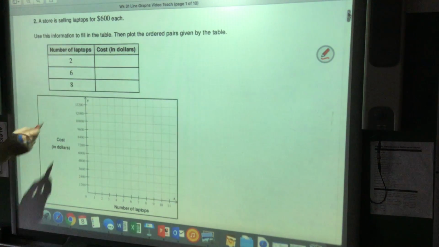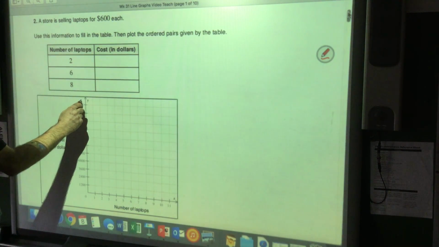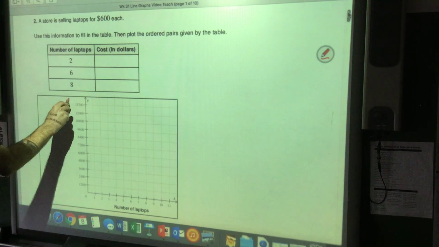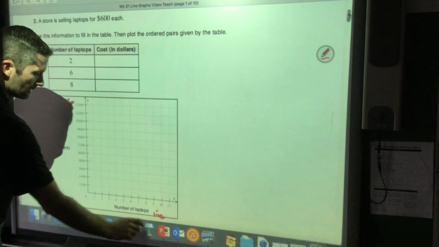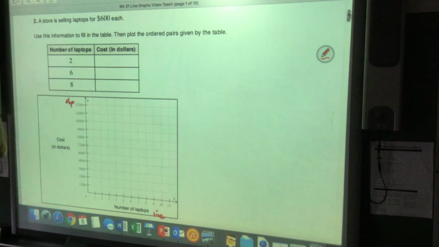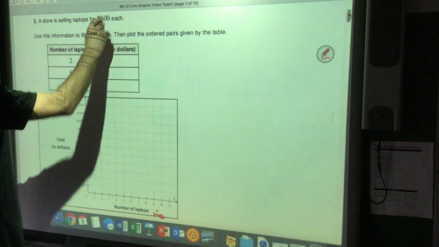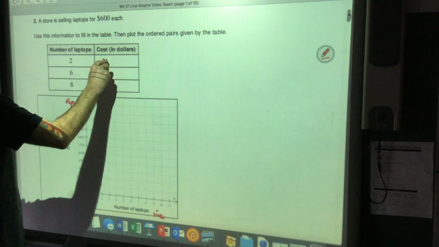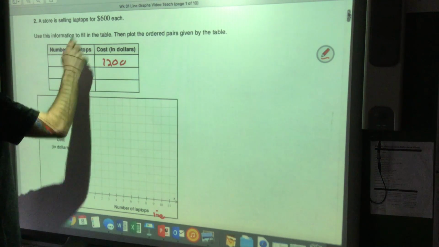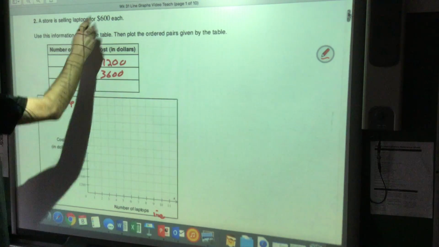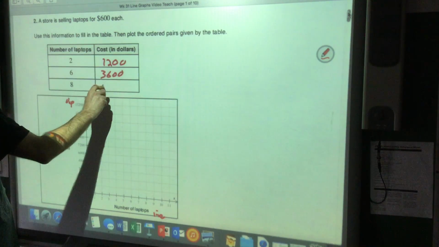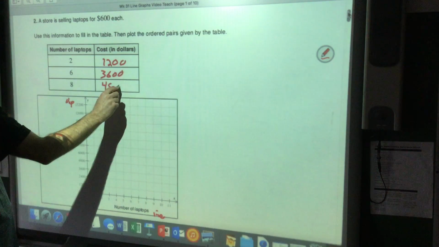Remember, DMX, dry mix, D. This is dependent. This depends on this. This is always independent. So the number of laptops is independent. So if you have 2 laptops, that would be 2 times 600, $1,200. 6 laptops, 6 times 600 is 3,600. And then 8 times 6 is 48, so 4,800.